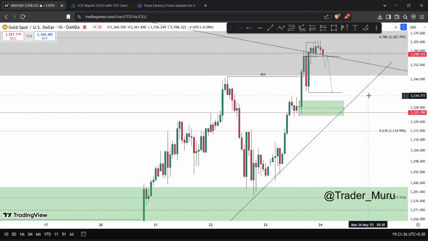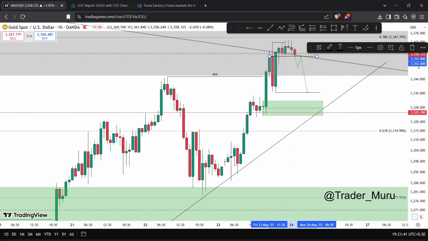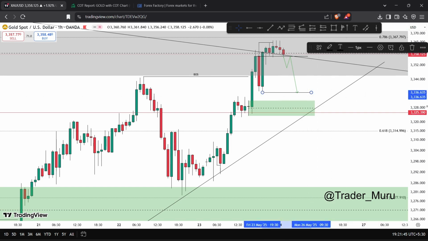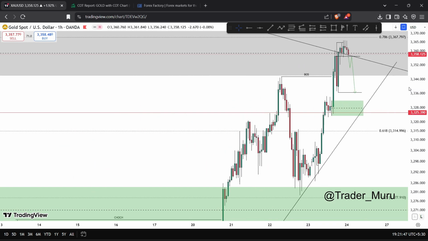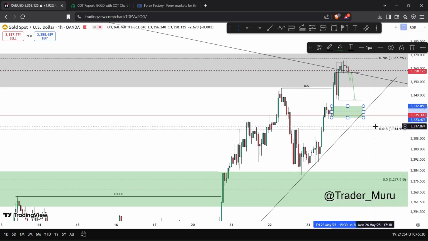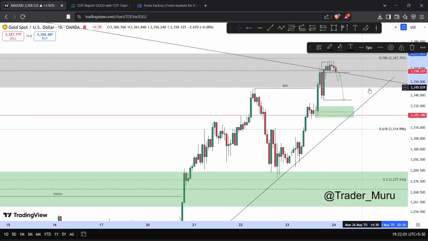So if price breaks below this area of 3357, then you can expect price to drop first around 3336, and the second target will be 3332, 3323. After that area is tapped, you can expect price to again bounce. Your first target will be 3346 and the second target will be this high around 3366.